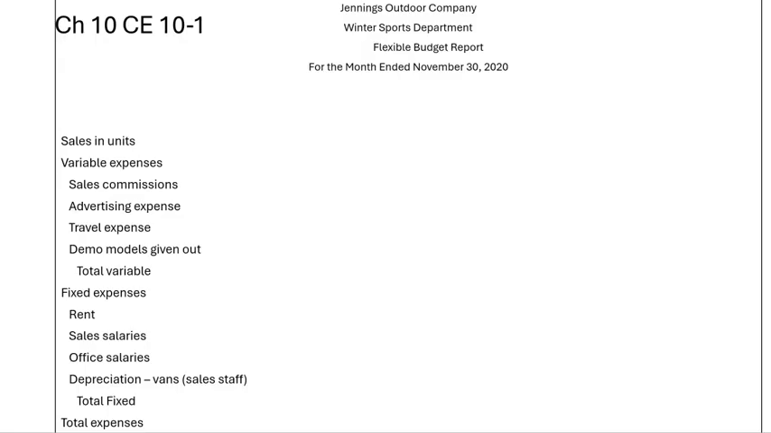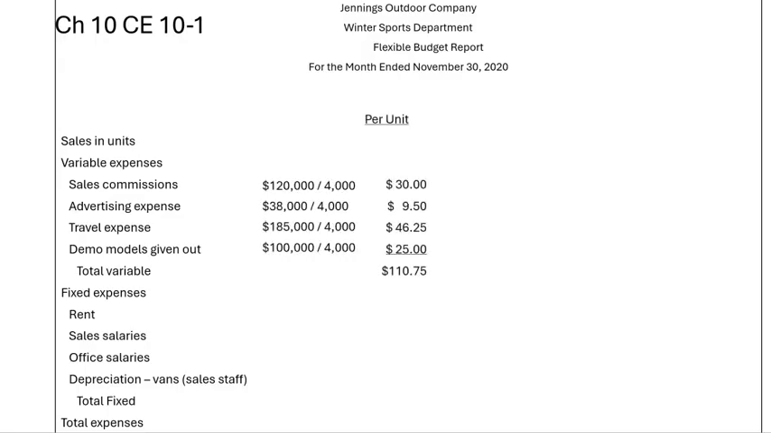So we're going to start with looking at our variable expenses on a per unit basis. We're going to use the data from that first report in the budget. We had 4,000 units budgeted. We had the variable expenses in total. We take those total costs divided by 4,000 units, and we get our per unit budgeted amount.